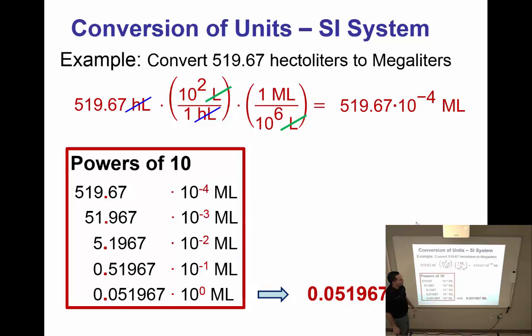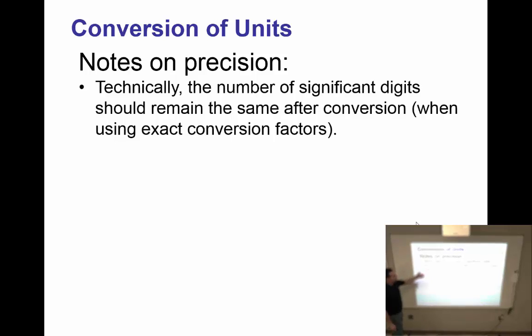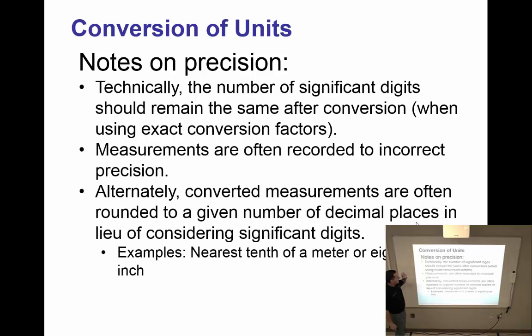0.051967. Now we do have to mention precision when we talk about this and significant digits. The number of significant digits going in, ideally, is the number of significant digits coming back out. Right? That's technically the right way to do that. Measurements are often recorded to incorrect precision, and alternatively, when we convert, measurements are often rounded to a given number of decimal places. In our example, it's not critical, so if we end up with more digits after the fact, we'll leave that. It's not critical, but technically, the number of significant digits going in and coming out would be the same.